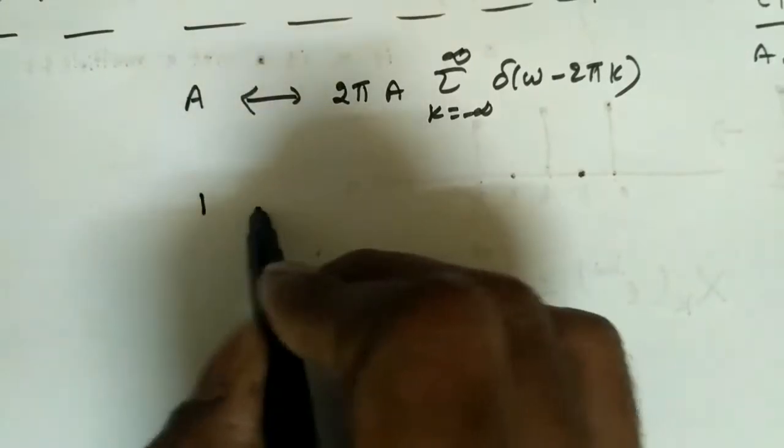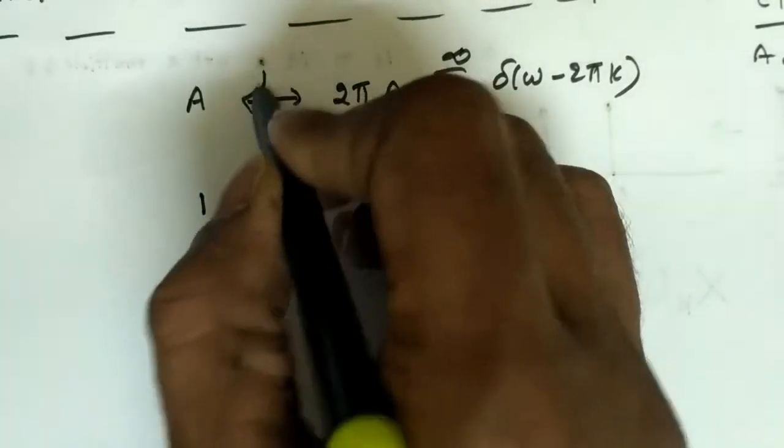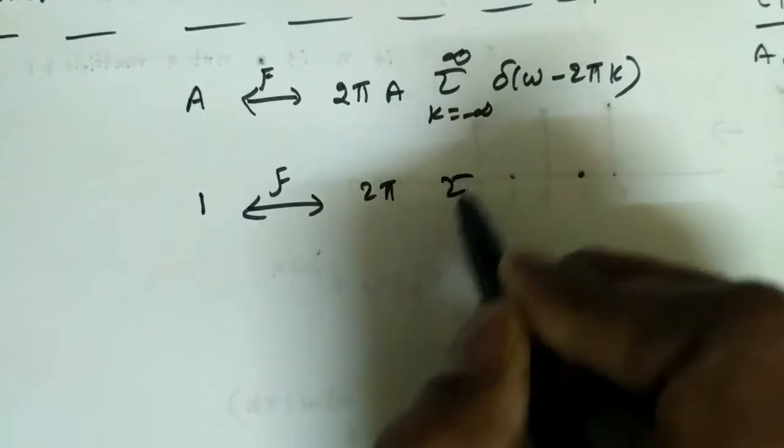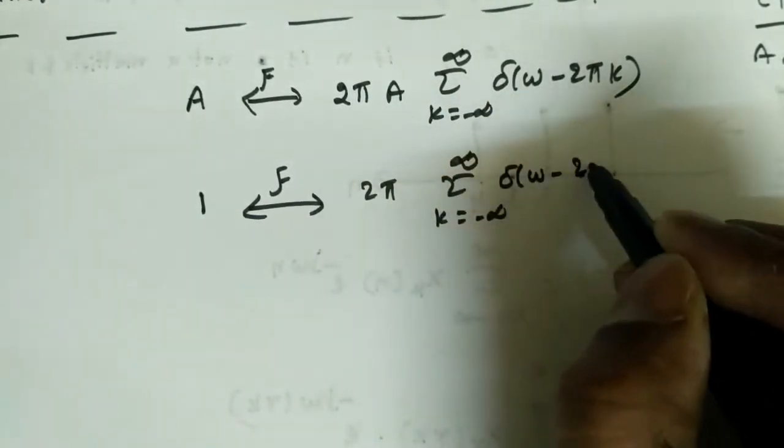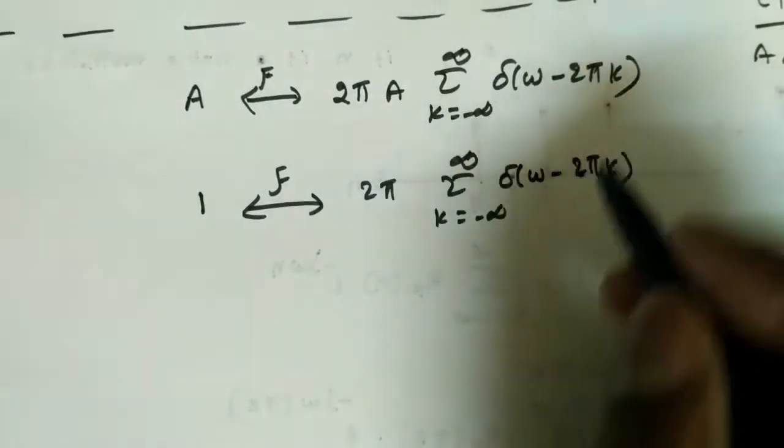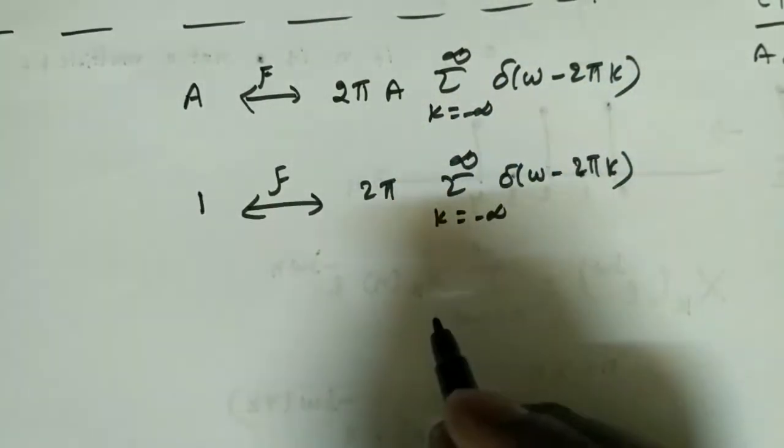Now in place of a, if I substitute 1, the Fourier transform will become simply 2 pi sigma k equal to minus infinity to infinity delta omega minus 2 pi k. This variable can be any value, L, M, etc.